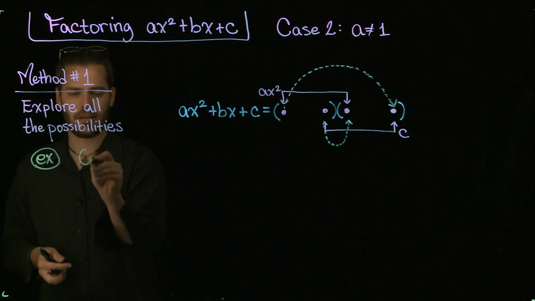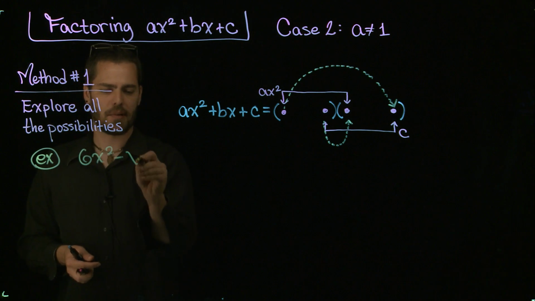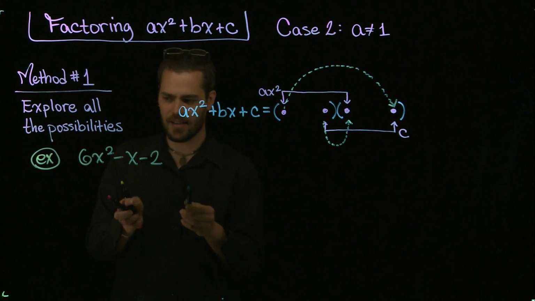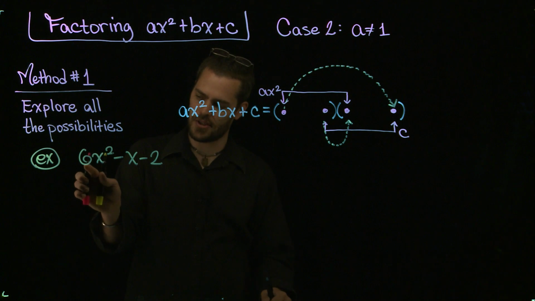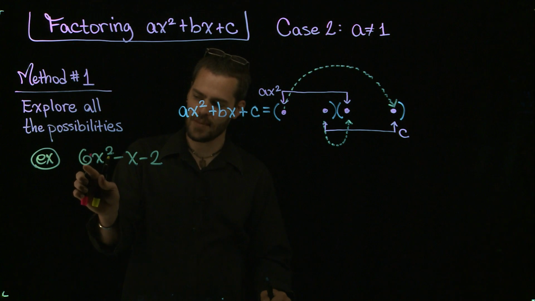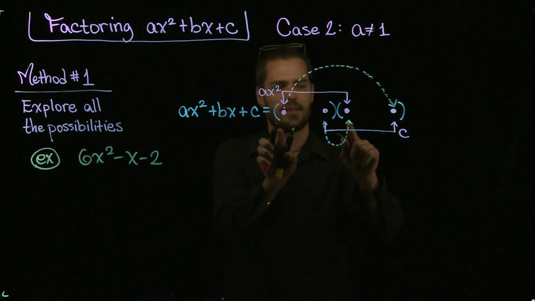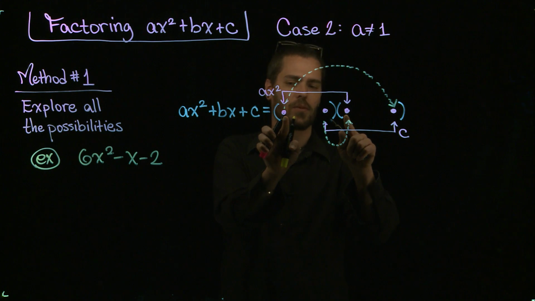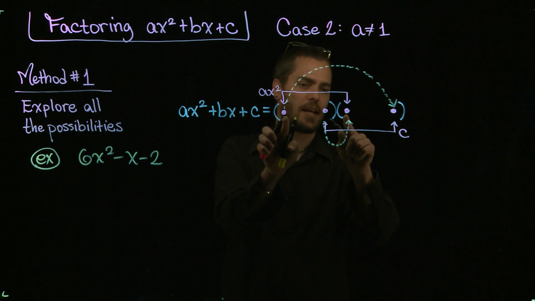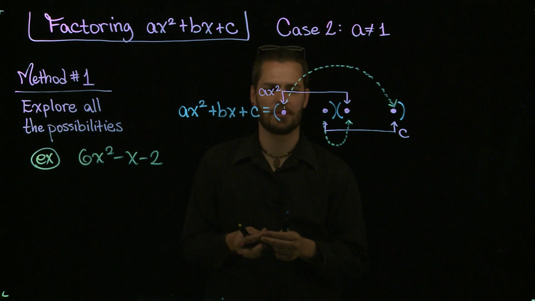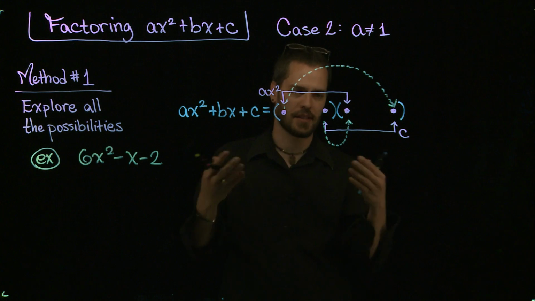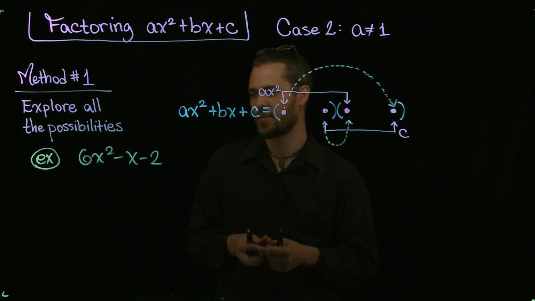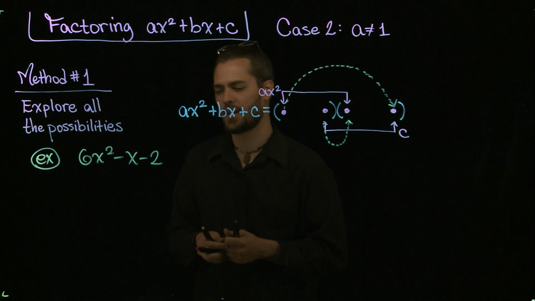Suppose we had 6x squared minus x minus 2. So because I have a coefficient here that is not equal to 1, 6 in this case, that means that the two things here could be maybe a 6x and a 1x, or maybe a 2x and a 3x. So I have a couple of options, and with those options I get actually more options altogether for how to add to that middle term than when the case was a equal to 1.